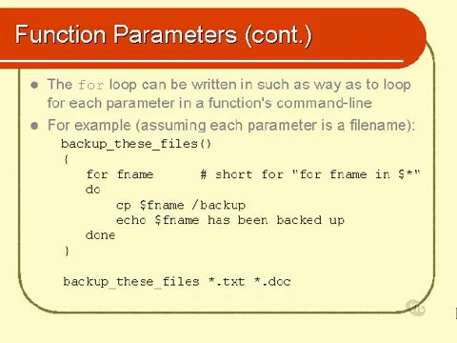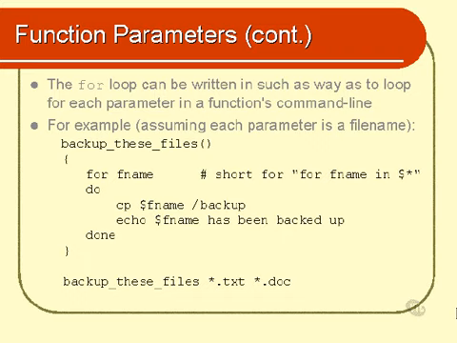Anyway, the key point about this is the very first line inside backup_these_files is for fname. Now remember, we're doing a for loop here, so what we expect to see is for fname in something. But the lovely shortcut that we have here is that we don't actually have to put in anything. We can just say for fname, and what it will do is it will loop through the code block, and each time fname will be assigned to the next command line parameter that the function received. So the first time through the loop, fname will be set to $1, and the second time through the loop, fname will be set to $2, and so on.